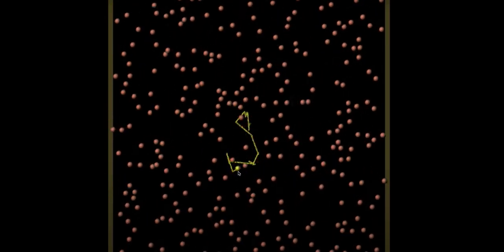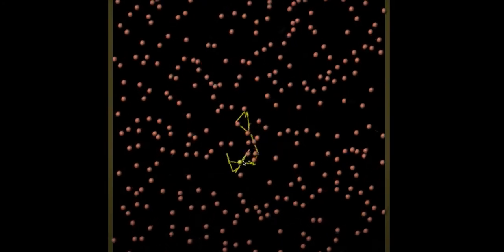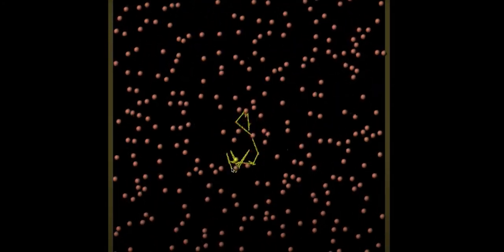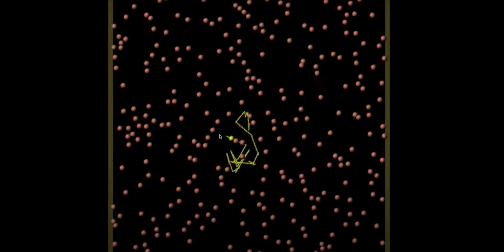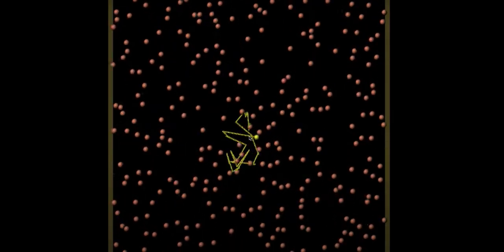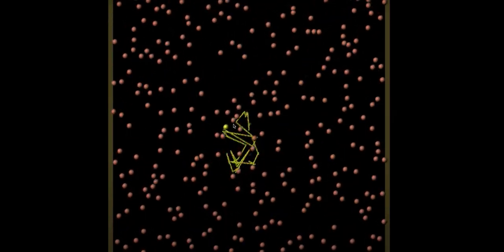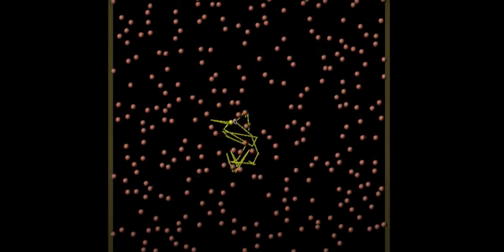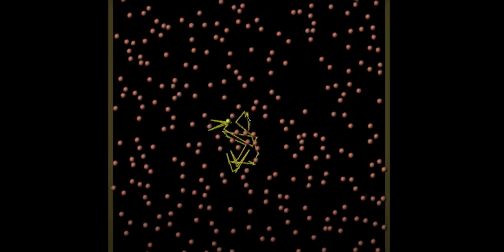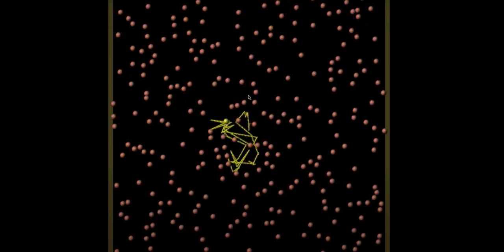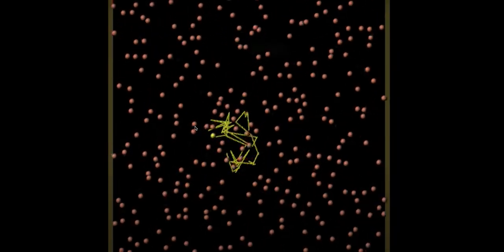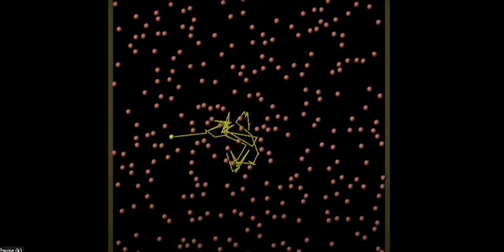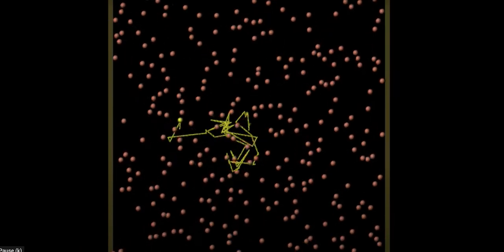And what this simulator is doing is it's actually tracking the motion of this one molecule. And you can see that one molecule is just moving straight until it hits another molecule, and then it bounces in a different direction until it hits another one. And so you can see the path of that one molecule is pretty random. It goes this way and that way, and there's no real clear direction to it.